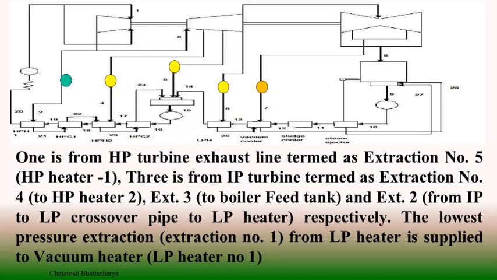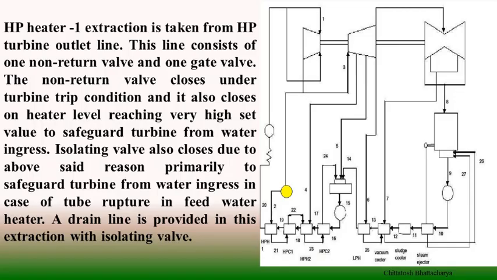So this is the arrangement for 75 megawatt unit extraction. HP heater 1 extraction is taken from HP turbine outlet line. This line consists of one non-return valve and one gate valve. The NRV closes under turbine trip condition, and it also closes on heater level when it goes high, and the set value is there, and this is to safeguard the turbine from water ingress.